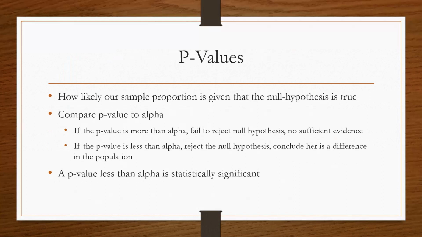So if the p-value is more than the alpha, you fail to reject the null hypothesis, because there's not sufficient evidence. Basically what you're saying is it still fits within the null hypothesis, even if it's really close. If it's 0.06 or 0.051, you still fail to reject it because it's not enough to provide sufficient evidence. And if the p-value is less than alpha, then you can reject the null hypothesis and conclude that there is a difference in the population. I don't know why this says her, sorry. And again, I'm just hammering this home. A p-value less than alpha is going to be statistically significant.